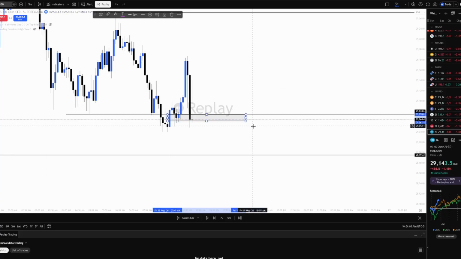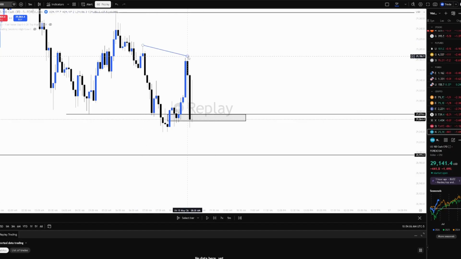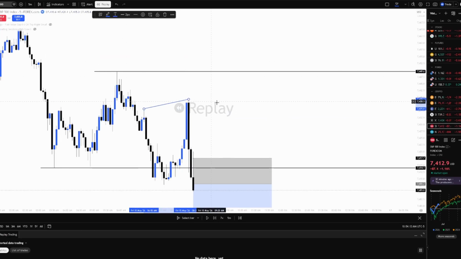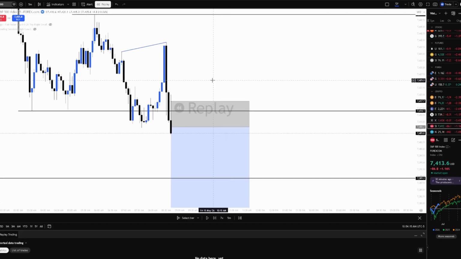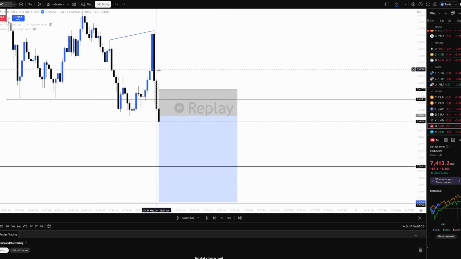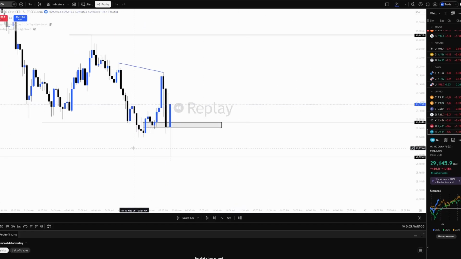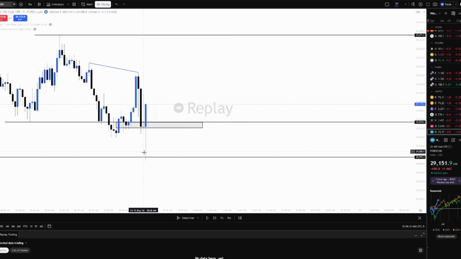But one thing I didn't notice is that there's actually an SMT right here. There's an SMT with NASDAQ leading down, as you can see. ES was technically more bullish. So I sell, and I come all the way down here. I'm up a pretty decent amount, and as you can see, it hit this take profit.